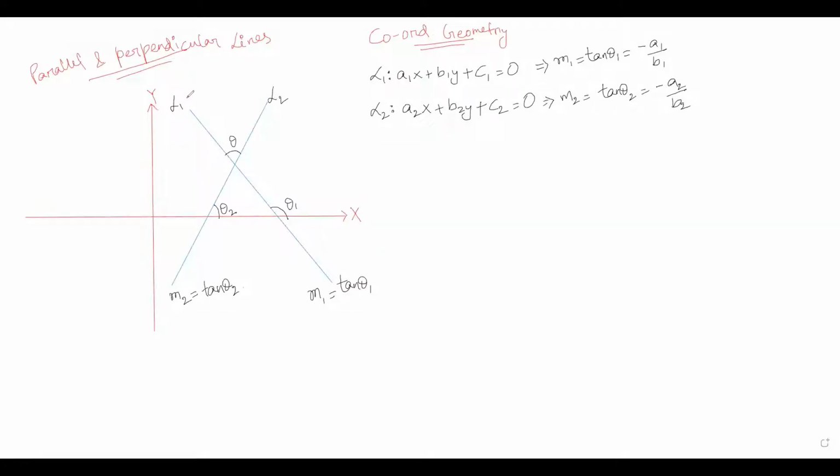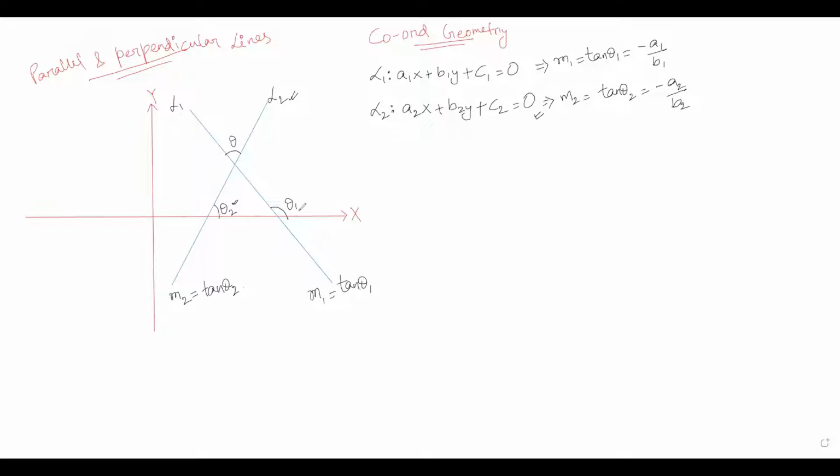Let us consider two lines L1 and L2. Suppose the line L1 is making an angle of θ1 with a positive direction of x-axis, and the line L2 is making an angle of θ2 with the positive direction of x-axis. And let us take the generic equation of the line L1 to be a1x plus b1y plus c1 equals to 0, and the generic equation of the line L2 to be a2x plus b2y plus c2 equals to 0.